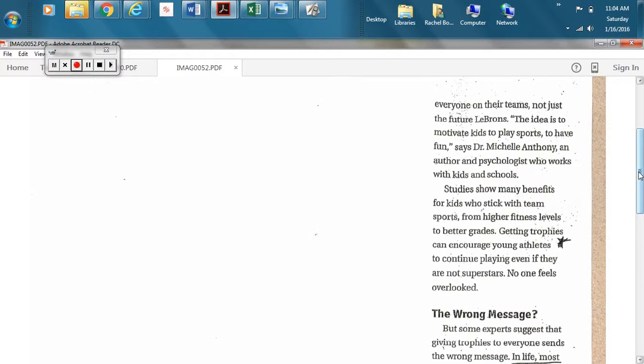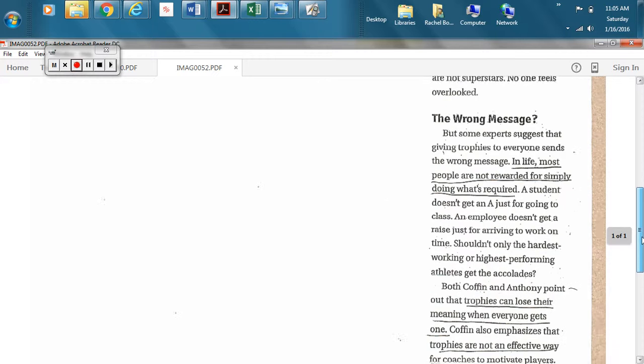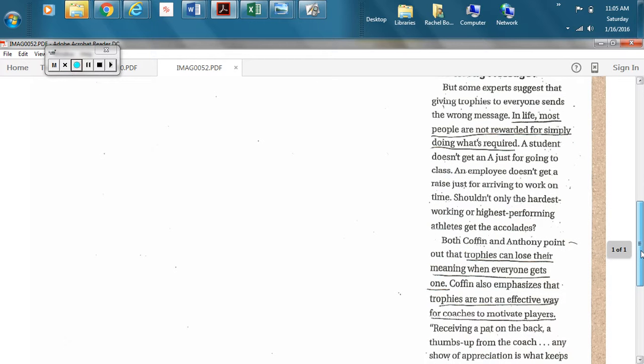and starred information such as "getting trophies can encourage young athletes to continue playing even if they are not superstars." So the other side, who does not agree with us, the side that thinks everyone should get a trophy, is going to say that it's an encouragement. If everyone feels encouraged, they're going to stick with it, and then this could lead to being more fit and to making better grades.